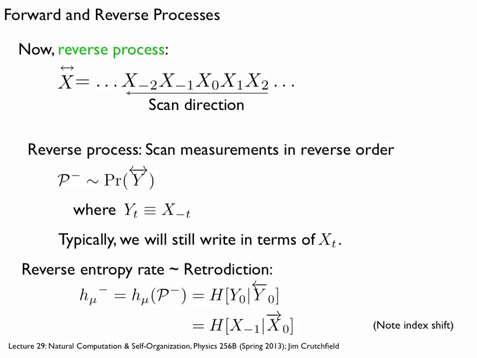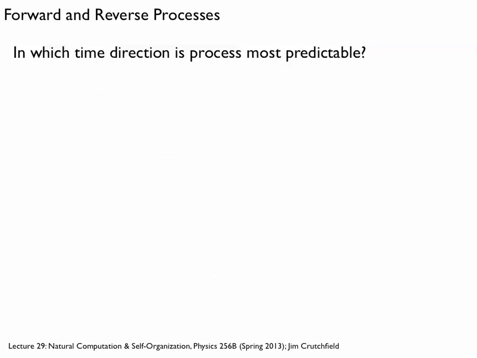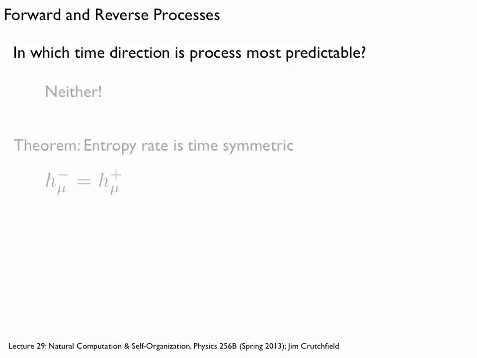Okay, so we played this game before. If I have a process sitting in my computer memory, I can choose to scan it whichever way I want. So in which direction is a process more unpredictable, namely would have larger entropy rate? Well, we already went through this, right? Neither. In fact, the forward and reverse entropy rates are the same. So if I'm predicting or retrodicting, the average error or surprise is just h mu, and most of the time I'll just drop the plus and minus.